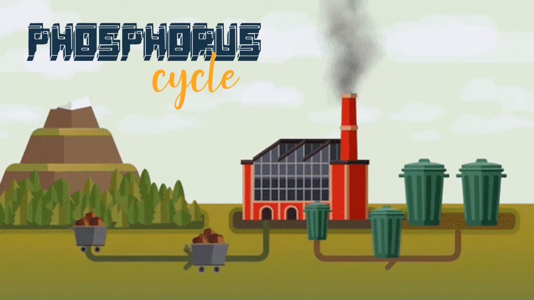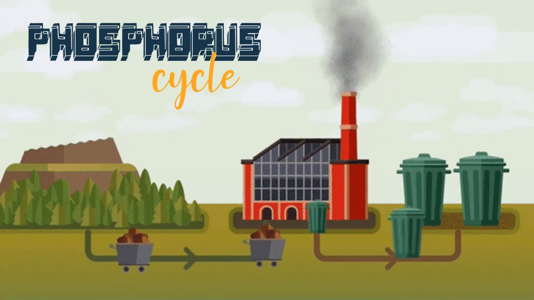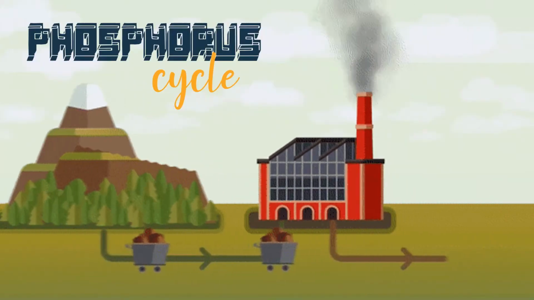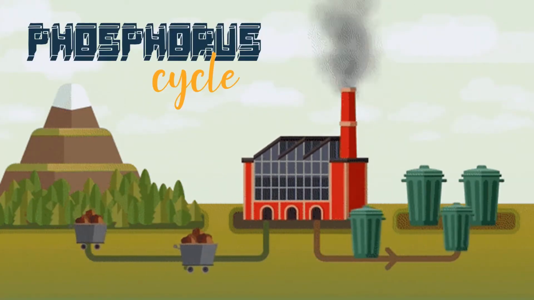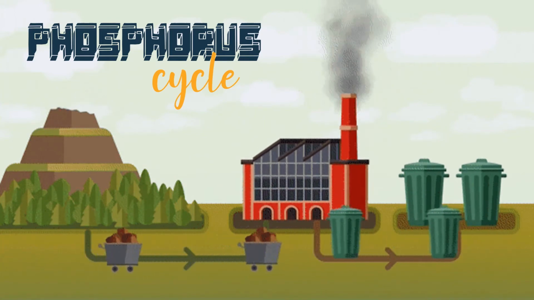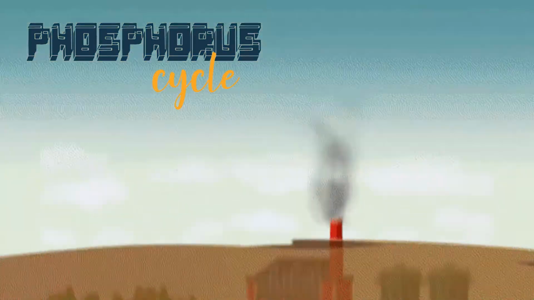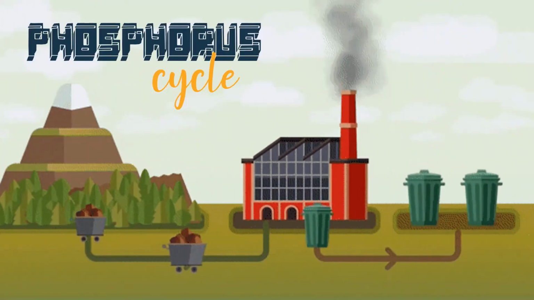Phosphorus is essential for plant and animal growth. It is important for the production of DNA and RNA, cell membrane, and ATP. Organic phosphorus is bonded to carbon in animal and plant tissue, while inorganic phosphorus is the type needed by plants.